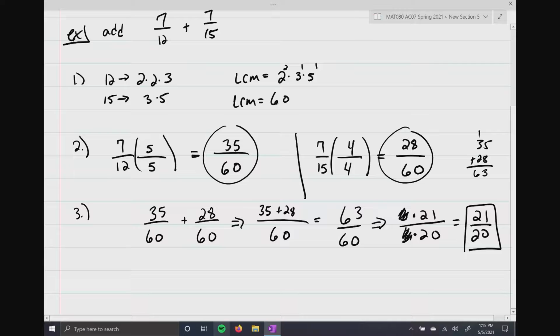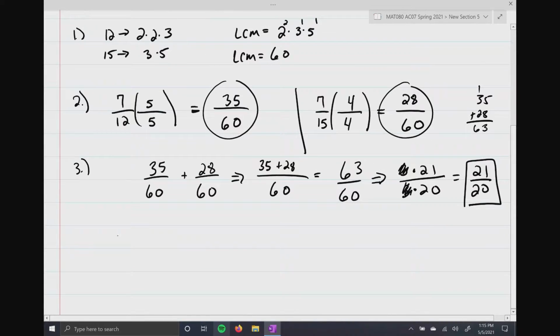Now, the thing that we do have to be careful is, how do they want us to write the answer? What type of fraction is 21 over 20? Improper fraction. Improper. How do I make an improper fraction into a mixed number? If you divide the two.